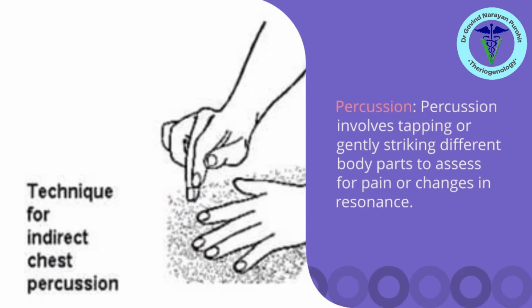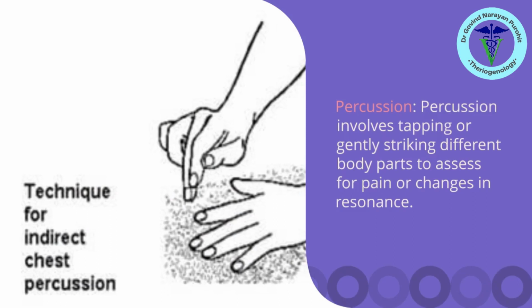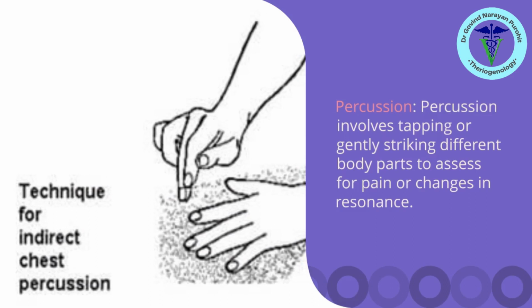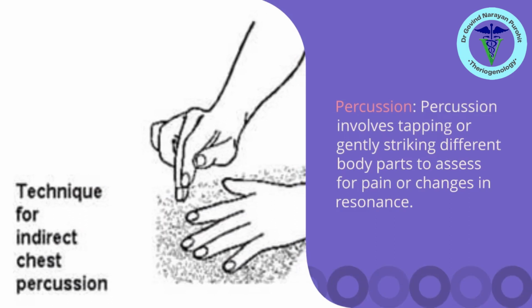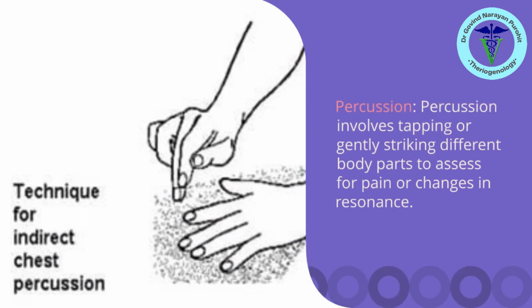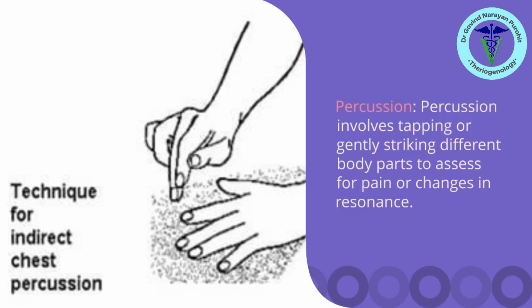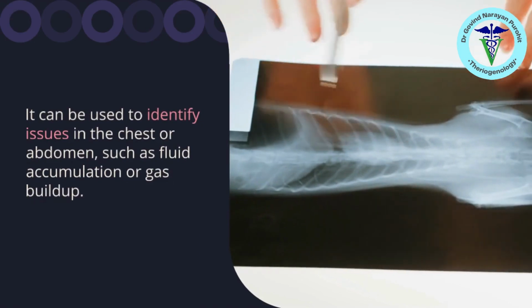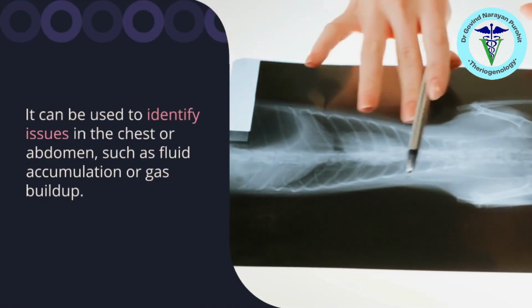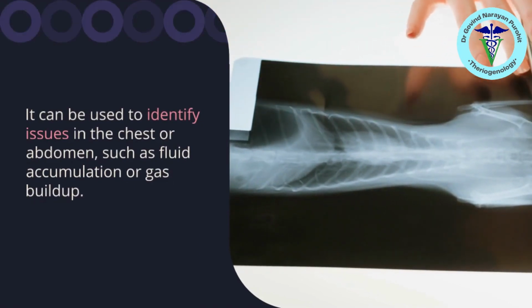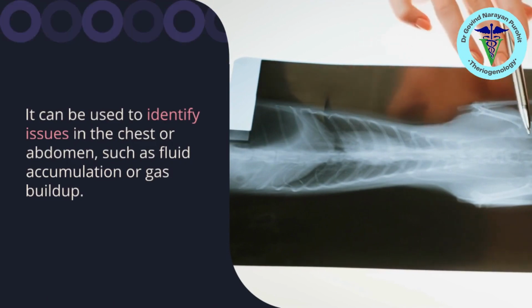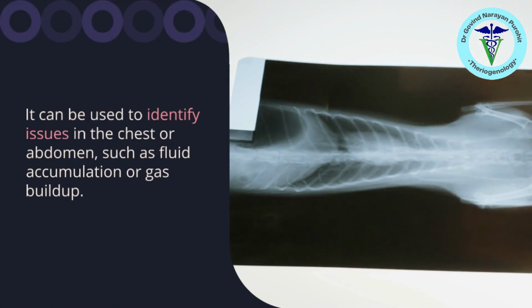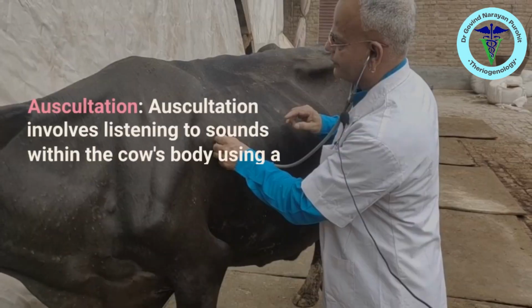Percussion involves tapping or gently striking different parts of the body to assess the pain or changes in the resonance. So you can see this is the technique of indirect chest percussion, and you can use a pleximeter also for percussion. Percussion can help to identify issues in the chest or the abdomen, such as fluid accumulation or gas buildup, and one can help in diagnosis.